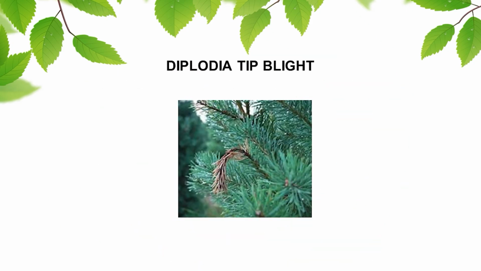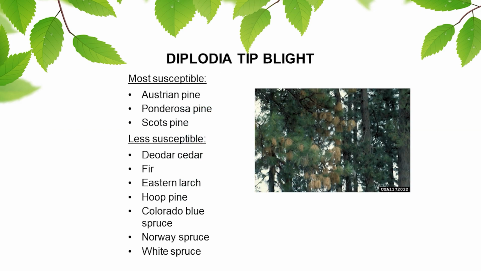Next is Diplodia Tip Blight. Diplodia Tip Blight has become more of a problem in many areas and infects many different conifer trees. The most susceptible trees include Austrian pine, ponderosa pine, and Scots pine. Although they are less susceptible, pine, cedar, fir, larch, and spruce may also be infected.